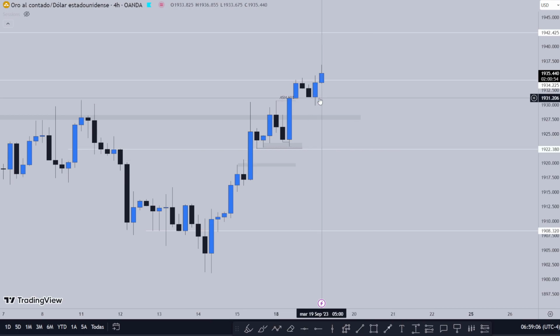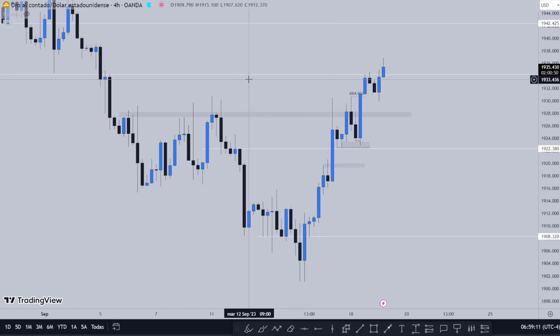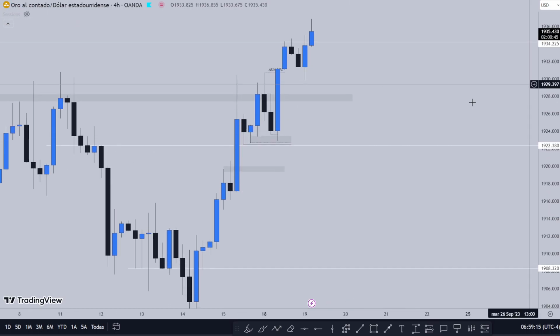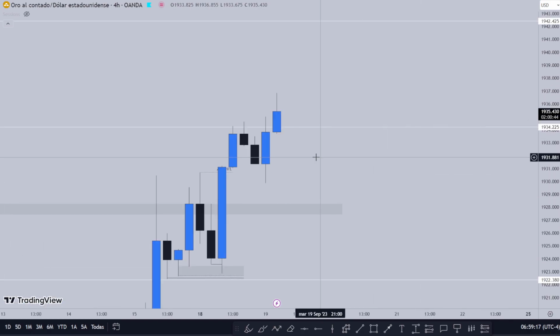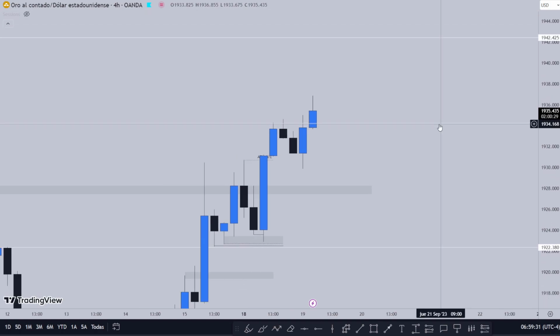Okay, so in the 4 hour you must be careful because this is a daily resistance, so we might see some rejection in the 4 hour. As you can see here, 1, 2, 3, 4 candlesticks closing below, one candlestick being formed, but we still have 2 hours left for this candlestick to close. So it's almost 7 a.m. New York time.